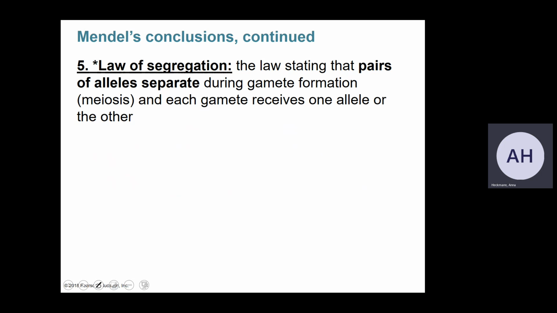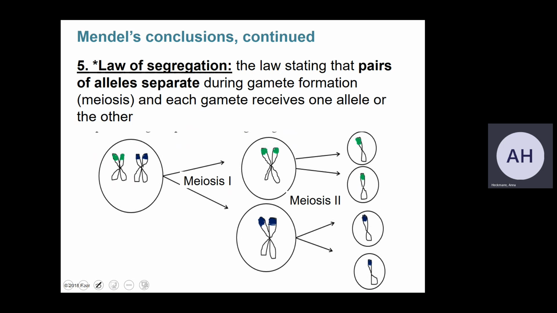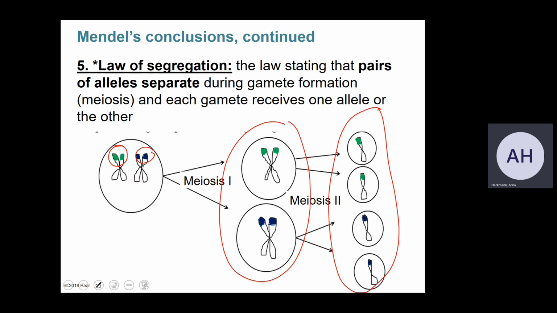Mendel also came up with what's called the law of segregation. This states that pairs of alleles separate during meiosis. So here's a pair of alleles, and here's a pair of alleles. And they're separating during meiosis, as you can see. And then they separate again. And that each gamete, these are the gametes, receives one allele or the other. So this is a pretty straightforward conclusion.